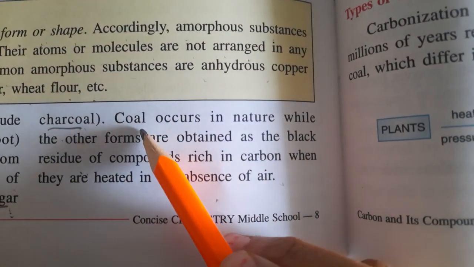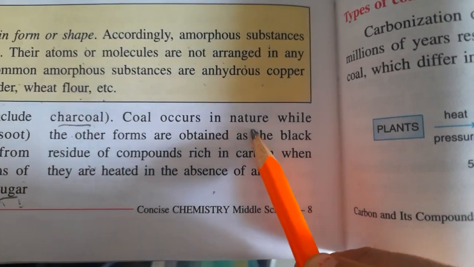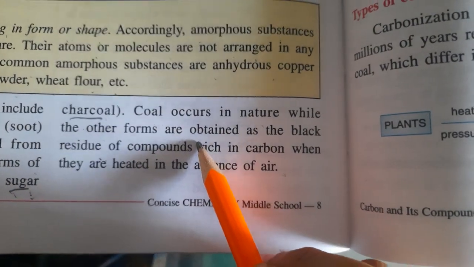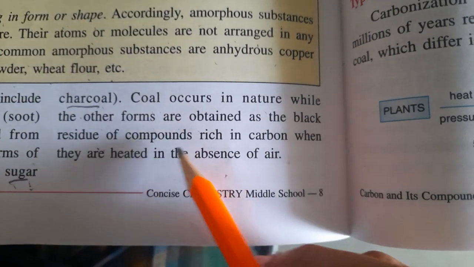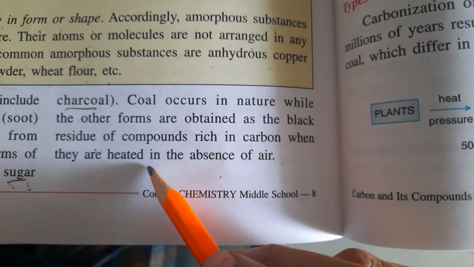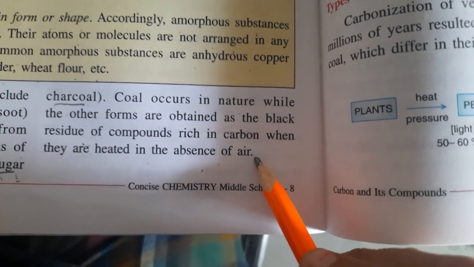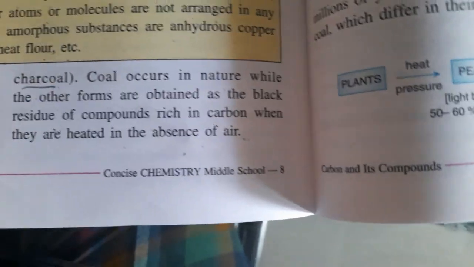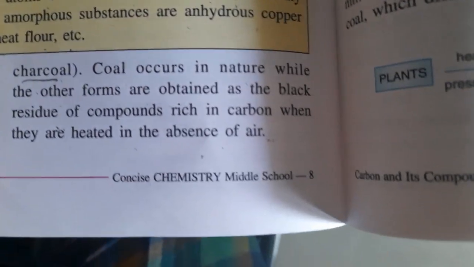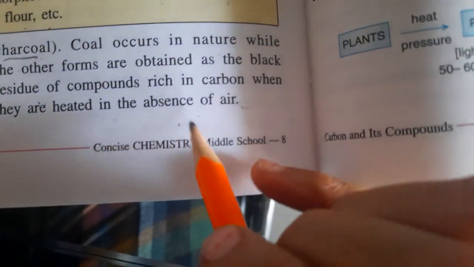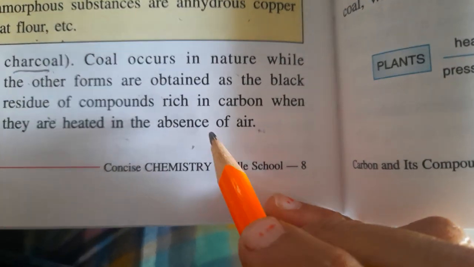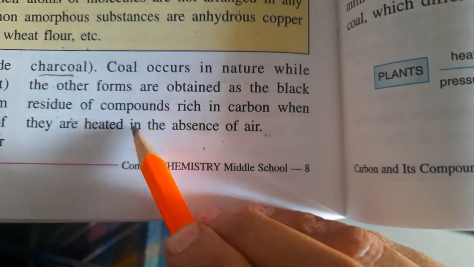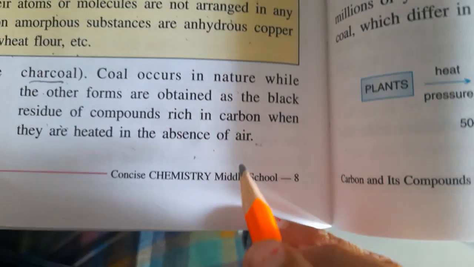So when coal occurs in nature, when we get coal from nature, other forms of carbon are obtained as the black residue of compounds rich in carbon when they are heated in the absence of air. This means that if I am talking about natural coal, when we burn it and make a powder, it is called a black residue of the compound, which has a very high amount of carbon present in it.